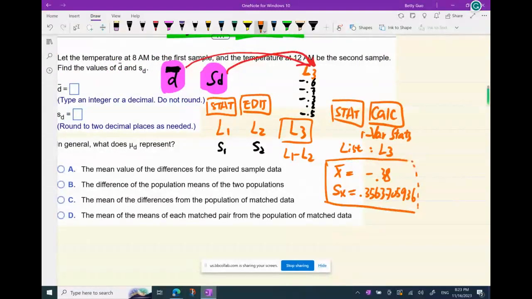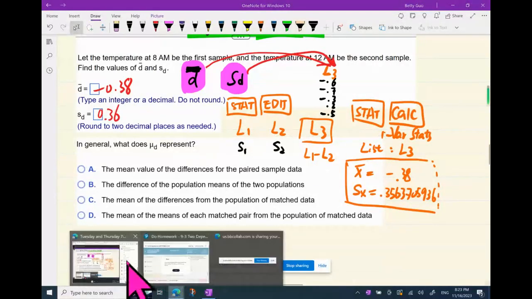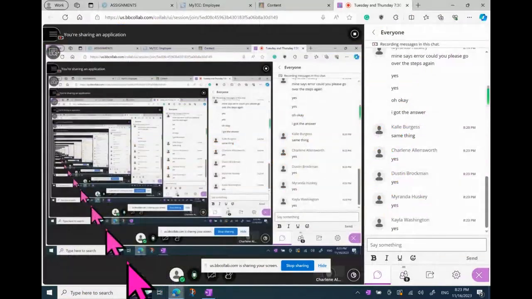The X bar is our D bar, right? Let's see how do we round it. D bar says type an integer or decimal, do not round. Okay, we don't have to round it. It's going to be negative 0.38, exactly equal to that. We don't have to round it. S sub D, round to 2 decimal places, so 0.36, rounded up, right? Let's see, do you have the same answer with me? Awesome. You guys are doing great. Perfect.